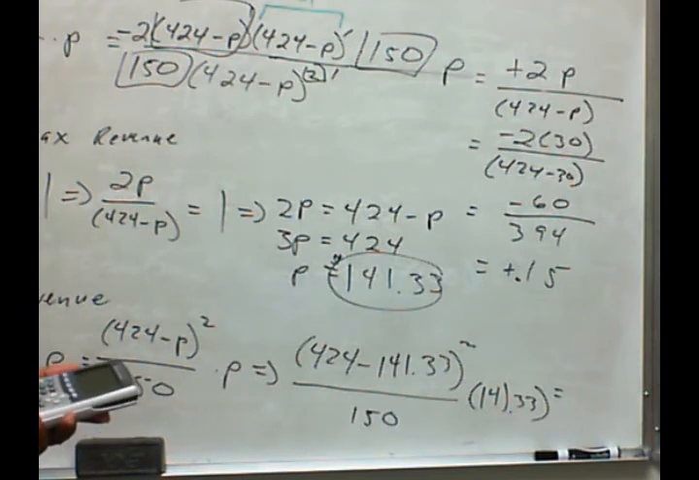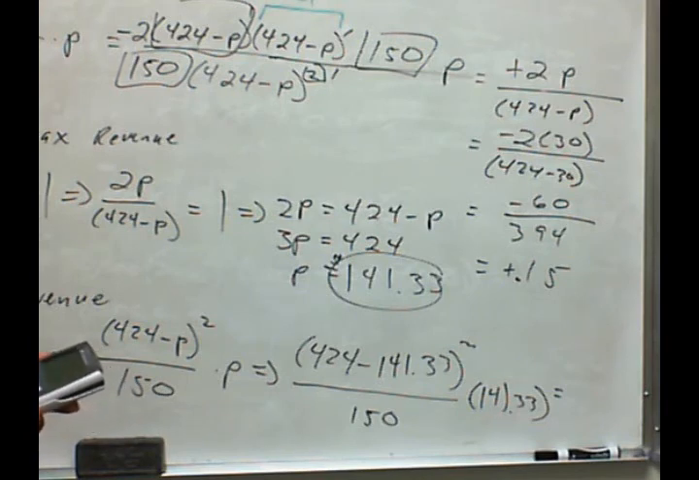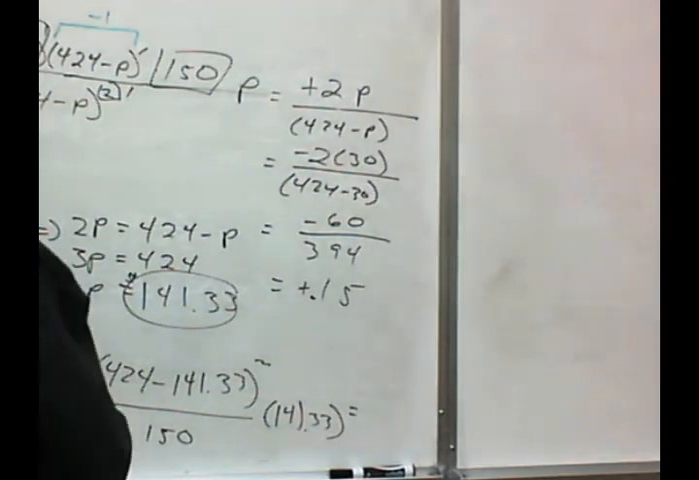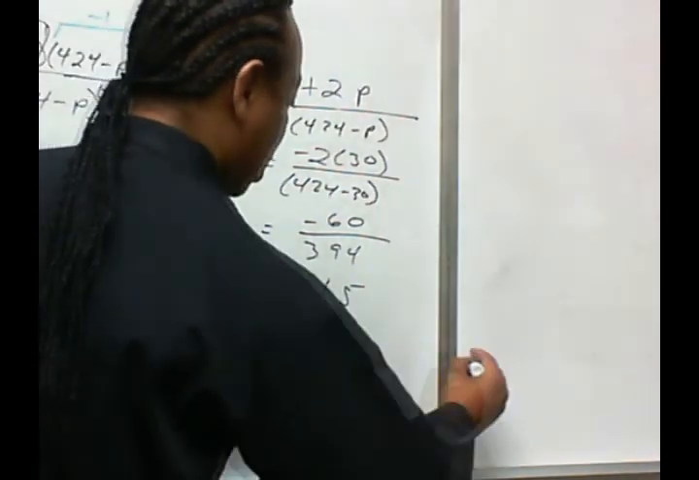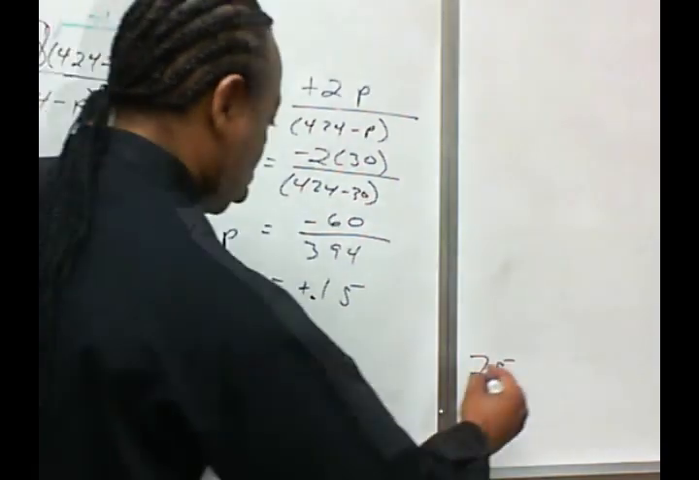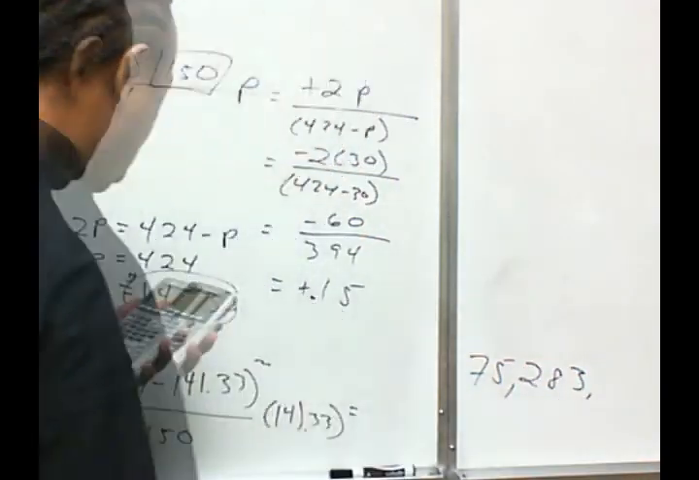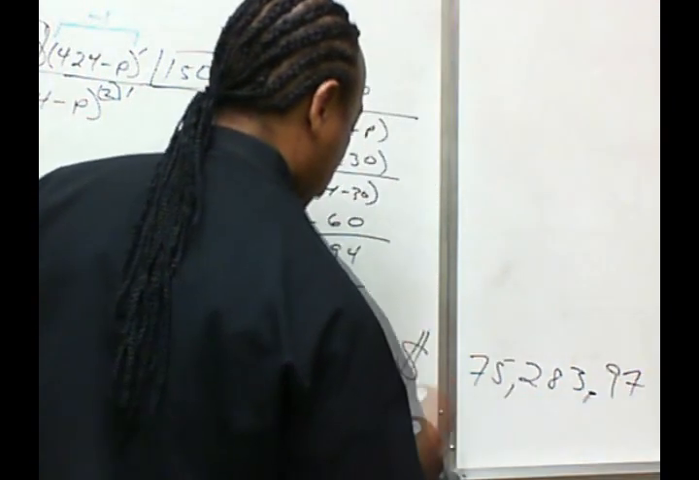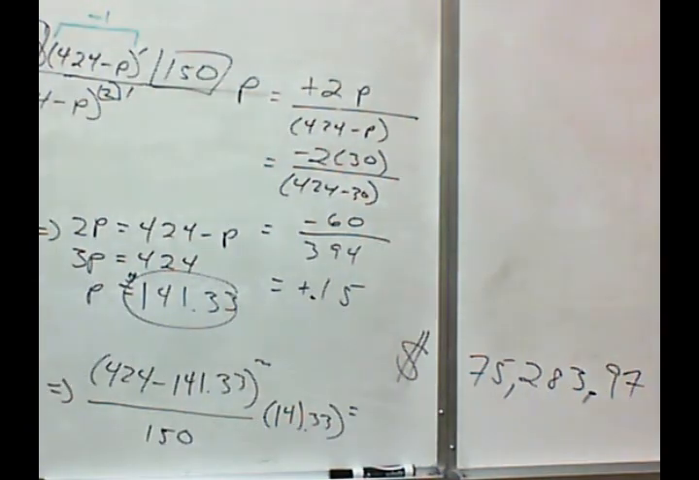424 minus 141.33. I want to square that, and then divide that by 150, and then multiply that by 141.33. Okay, and I'm coming out with a revenue of $75,283.97. That's the max revenue.